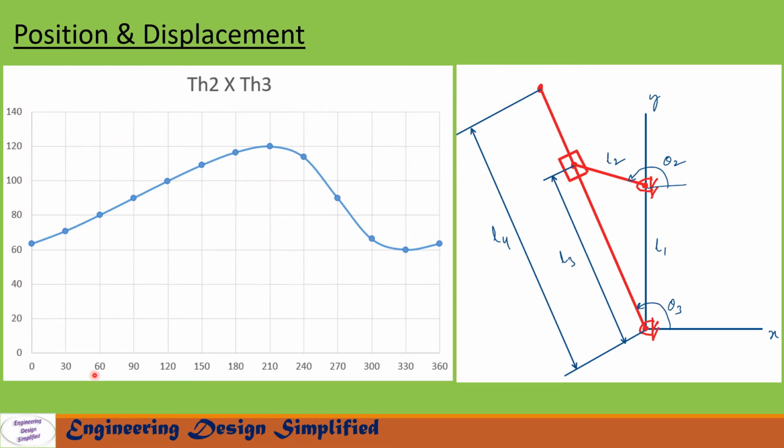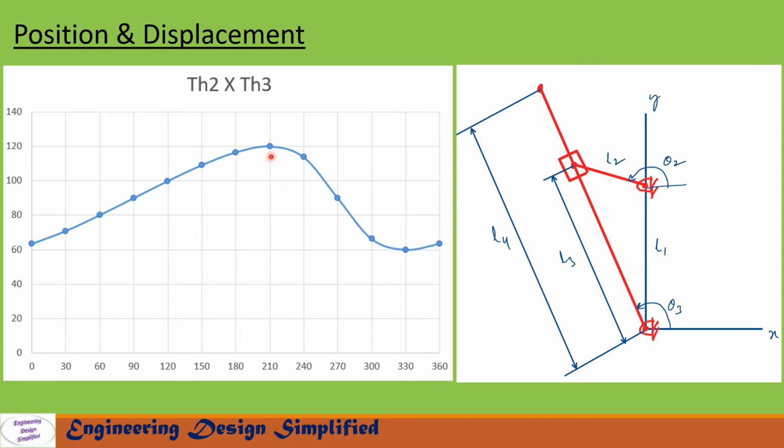Theta 2 along x-axis 0 to 360 at an interval of 30 degrees. Along y-axis theta 3. So at 0 degrees theta 2, we get theta 3 slightly above 60 degrees, that is approximately 63 degrees. As the crank rotates counterclockwise, at approximately 210 degrees we get approximately 120 degrees of this L3 theta 3.